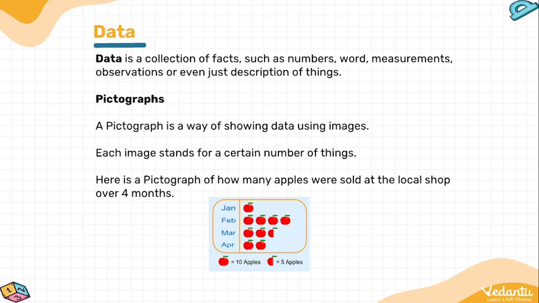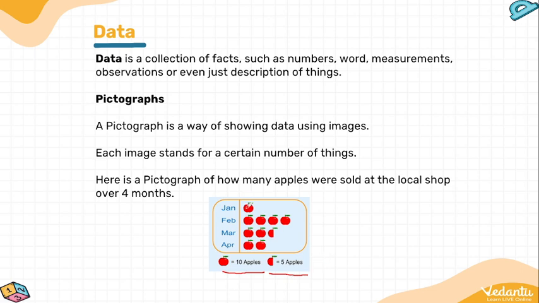Here, if we see the picture, you can see the months being given: January, February, March, April, and just beside them, we have the shape of apples, and one of the apples is half. Now this symbol of an apple is depicting some data. It says that if an apple is complete, then it is equivalent to 10 apples, and if the apple is half, then it will depict 5 apples. Full apple means 10, half apple means 5.